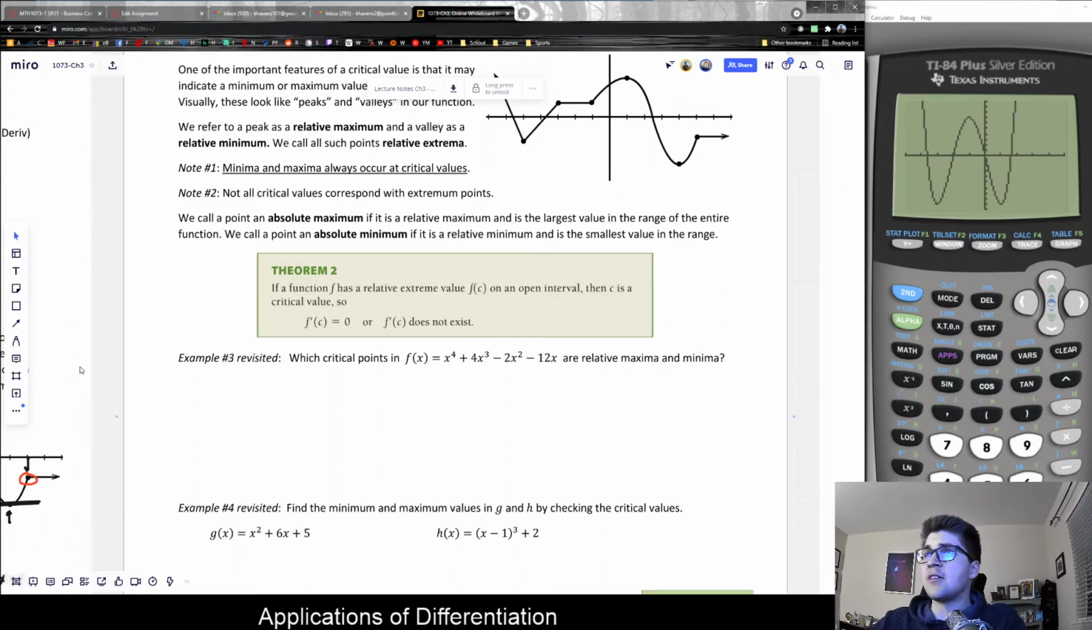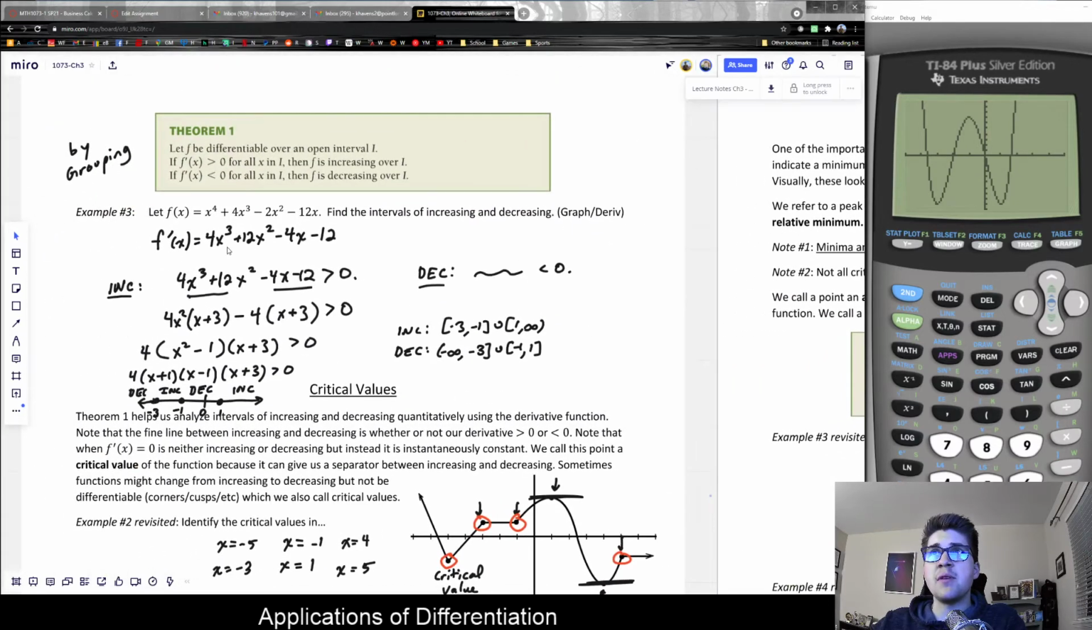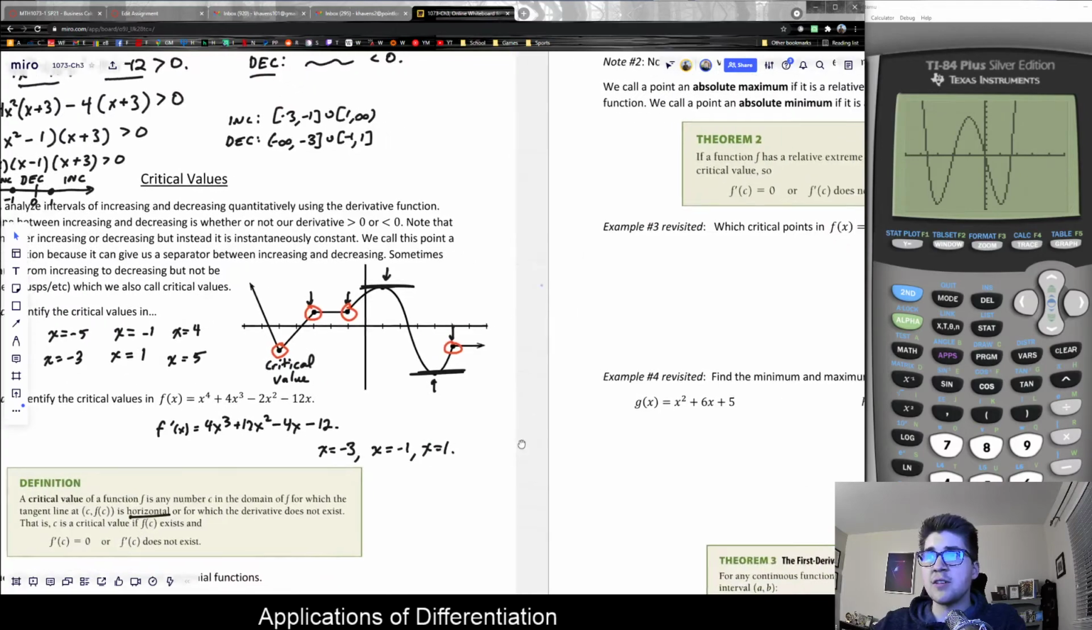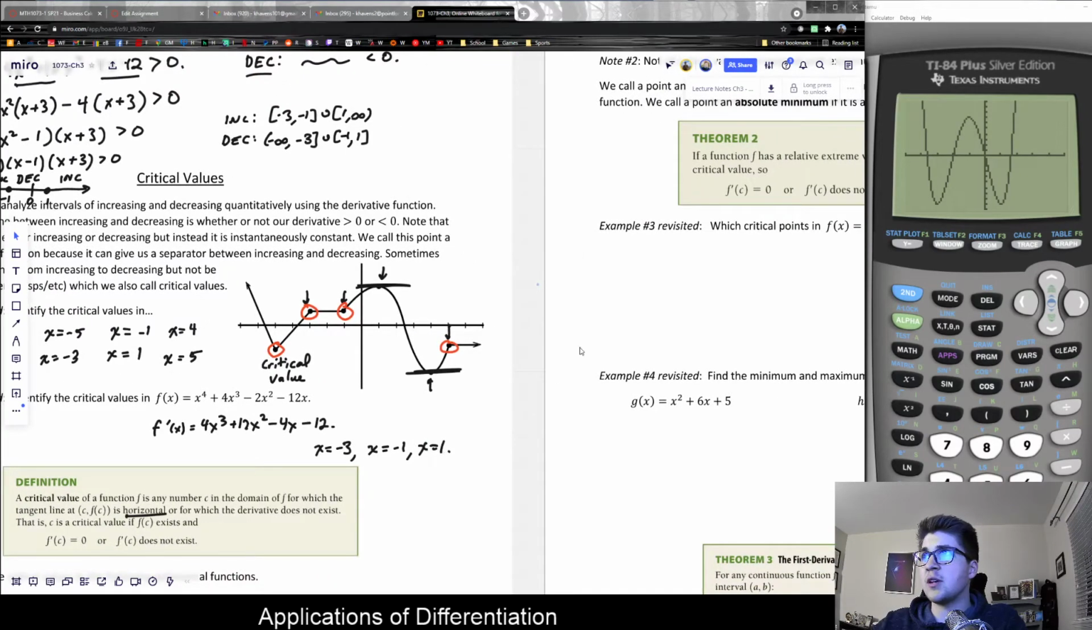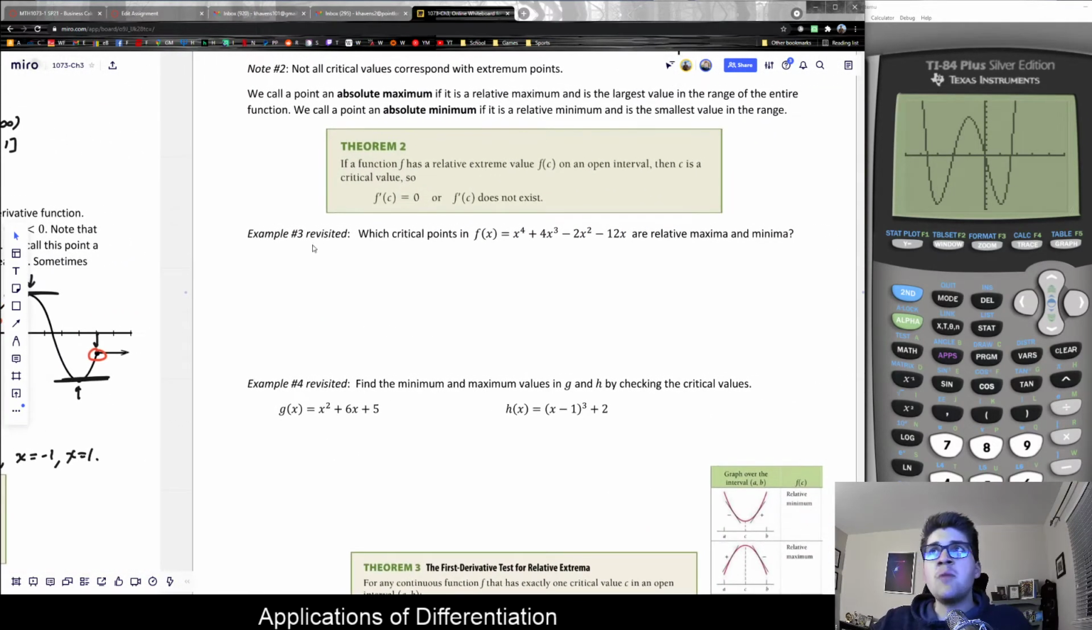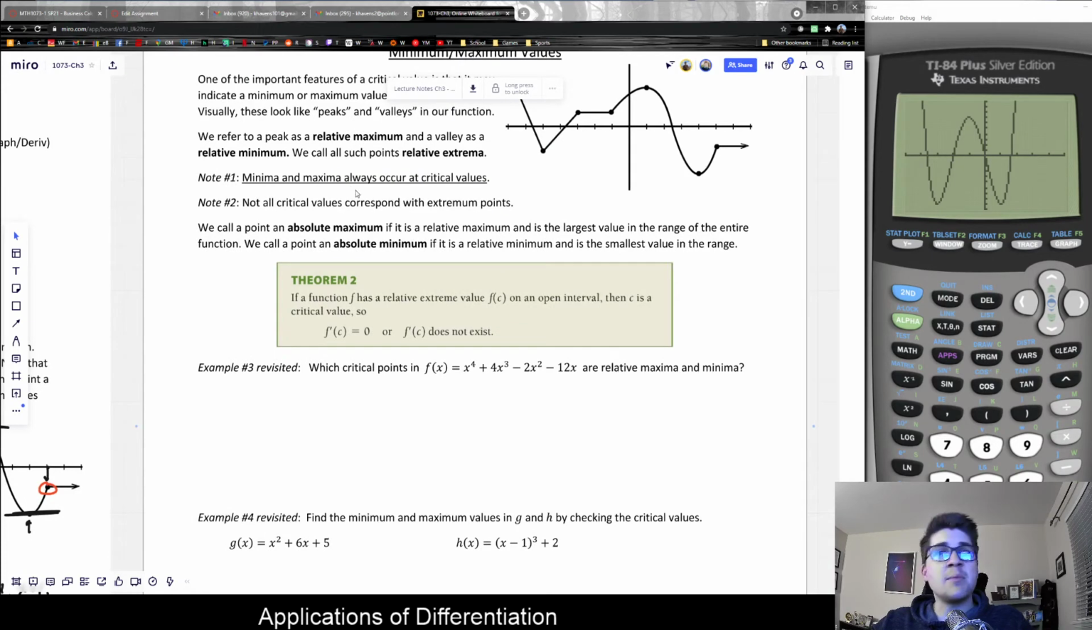And so looking at the graph, this is the one where we found the derivative and we solved for the zero values by factoring. And we used those to determine the intervals of increasing and decreasing, and we figured out the critical values occurred at -3, -1, and 1. What this is saying is that sometimes critical values correspond to minimums or maximums. And the general term for a minimum or maximum is called an extremum. So if you see the term extreme value or extremum, that's just another way of saying either minimum or maximum.